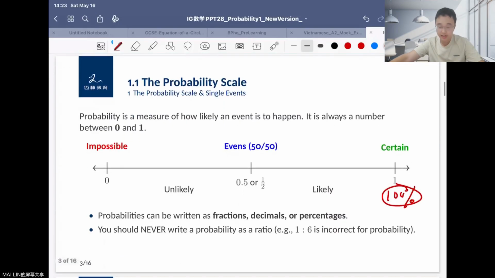You can find here in my graph the axis. You'll find from 0, which means impossible, to certain, which means 1, or it can also be considered as 100%. Maybe the event will happen with a half chance, so we can say it's 0.5 or a half. That is a probability scale. Probabilities can be written as fractions, decimals, and percentages. Any of them can be written this way.